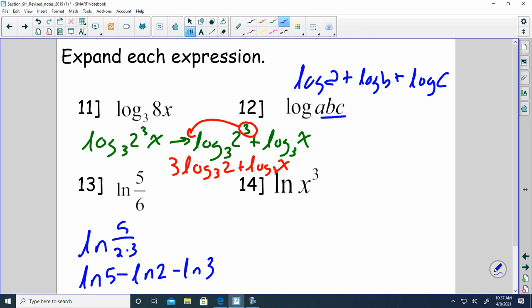Anyone want to take a shot at what number 14 is going to be? ln and x don't cancel each other out, do they? x has an exponent of 3, so the 3 can come down front. So this becomes 3 ln x. A number preceding a log or a natural log means you can move it back up to be an exponent. Okay?